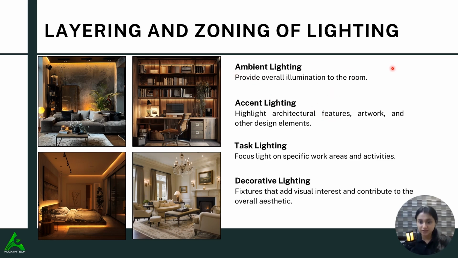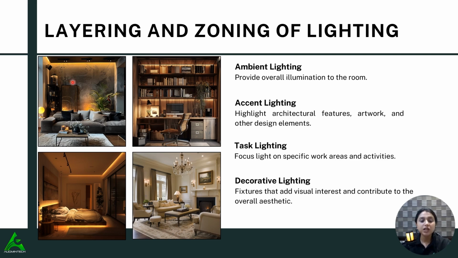That's the first step. Second step is accent light. Now, what does accent light do? Accent light highlights architectural features, artworks, and other design elements. This is the kind of light that you can put on any artwork on the wall. If you have some texture paint going on, or if you have a wallpaper, you want to highlight that, then you can create accent light.